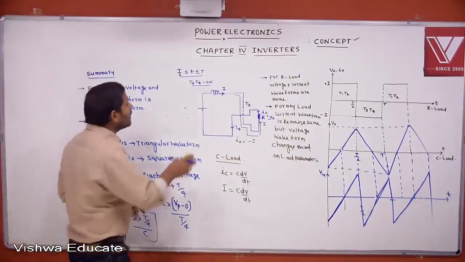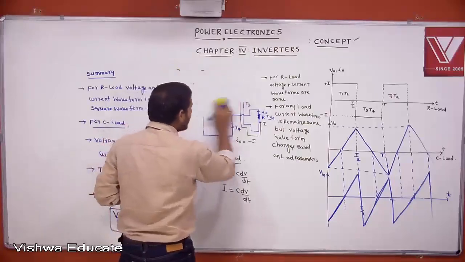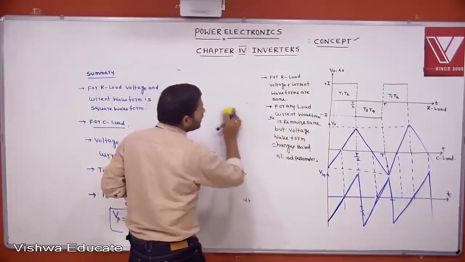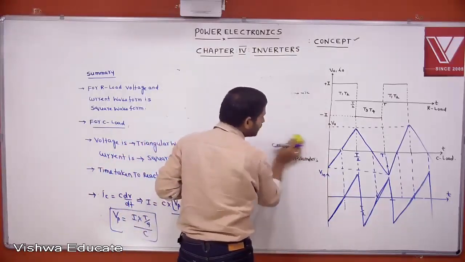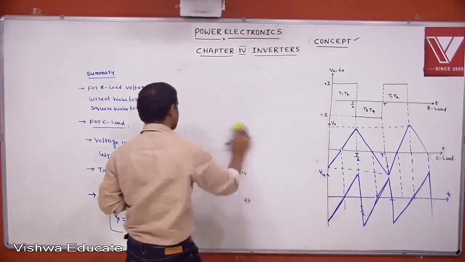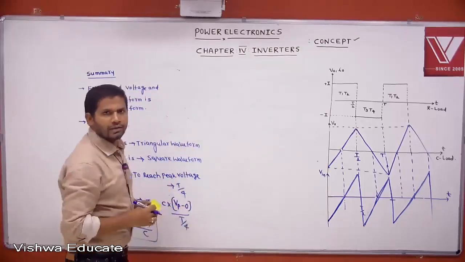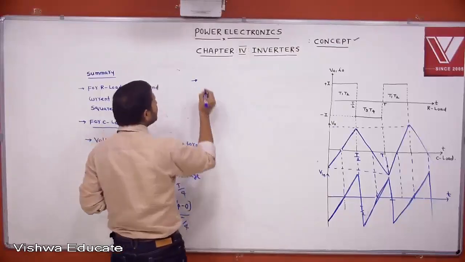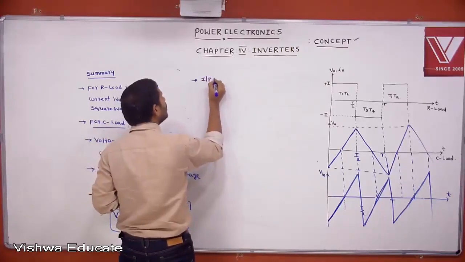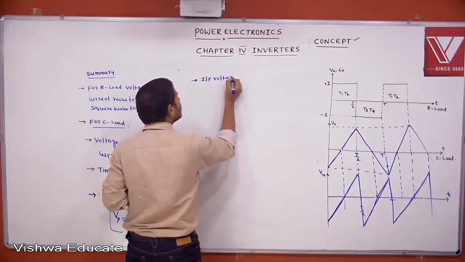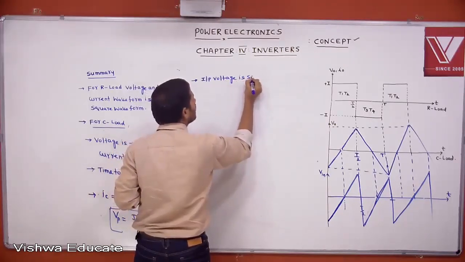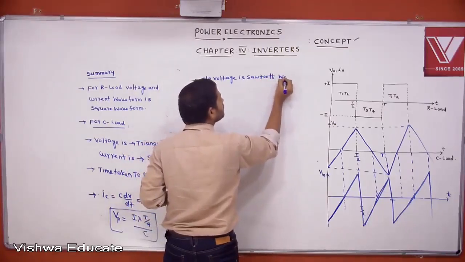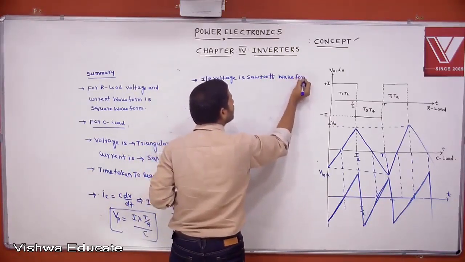Then what is the nature of the input voltage waveform we are getting? Another observation here. Input voltage waveform is sawtooth. It is a sawtooth waveform. This is the sweep signal. That is, in current source inverter for purely capacitive load, input voltage is sawtooth waveform.